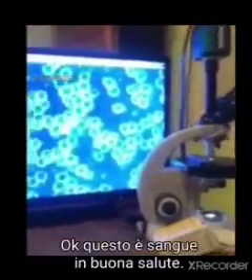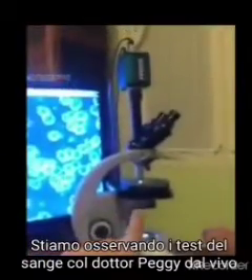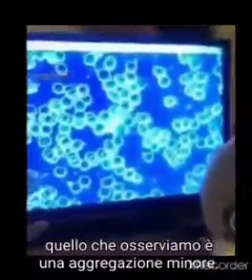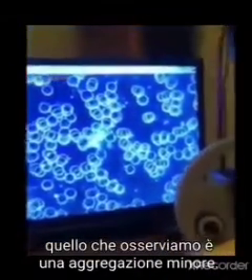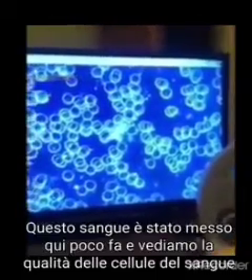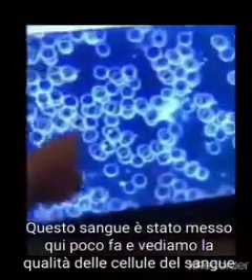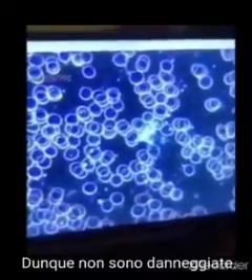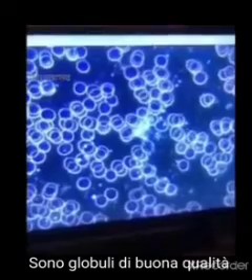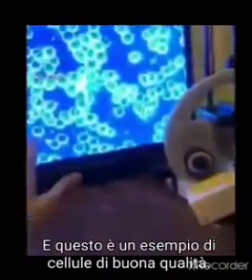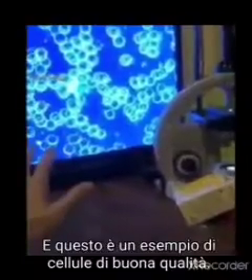Okay. And this is healthy blood, right? So we're testing it live. We're testing Dr. Peggy's blood live. And what we can see is less aggregation. This was tested a while ago, right? This was put under a while ago. And we're seeing the quality of the blood cell intact. So it's not damaged, it's good quality blood cells. Yeah, absolutely. And this is an example of good blood cells, okay?